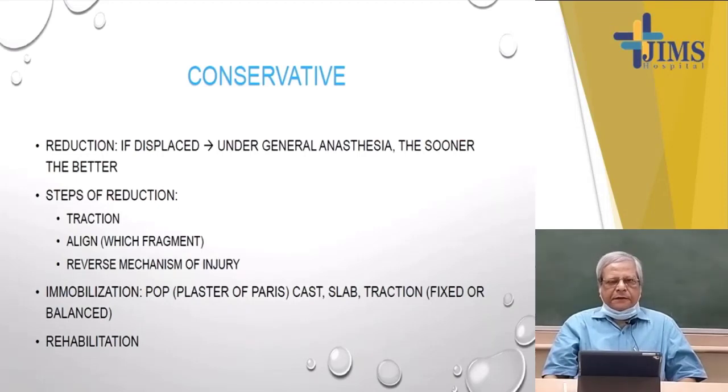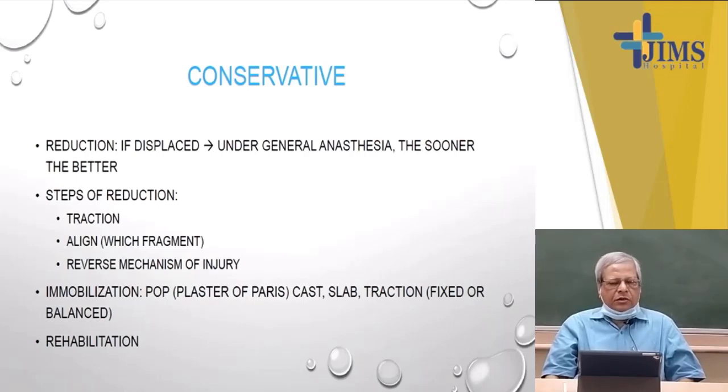Then these days, we check the quality of reduction, whether it is completely opposed or not, by an image intensifier, which is popularly known as C-arm. Basically, it's a portable X-ray machine which remains inside our OT, and the X-rays taken are immediately seen on the TV screen. So, one can get a clear idea whether the fracture is reduced or not.